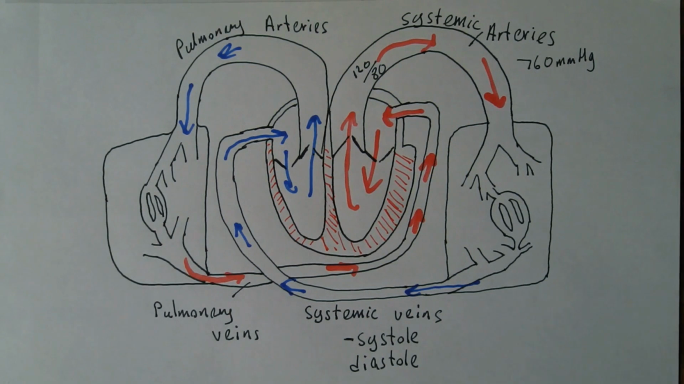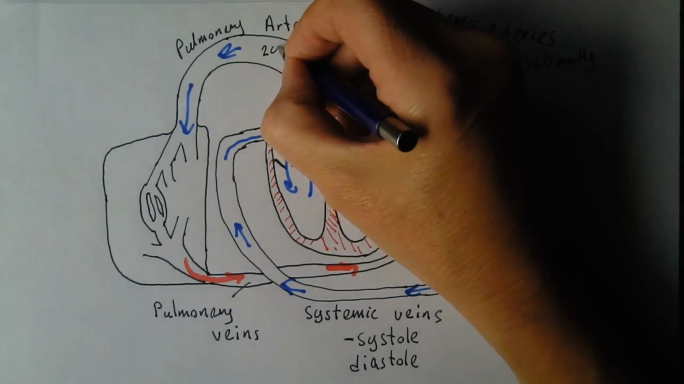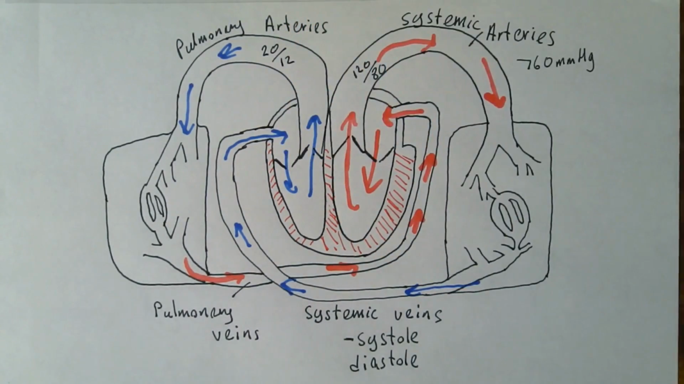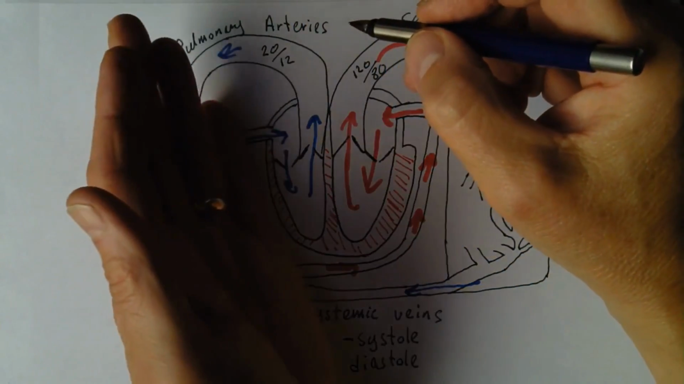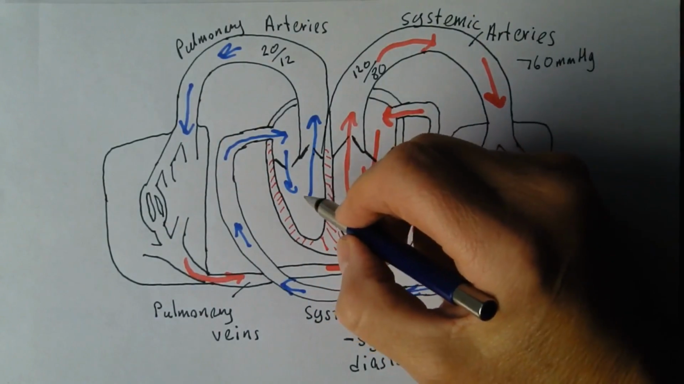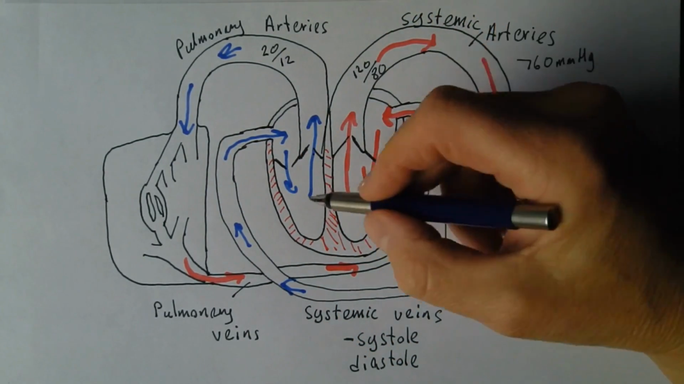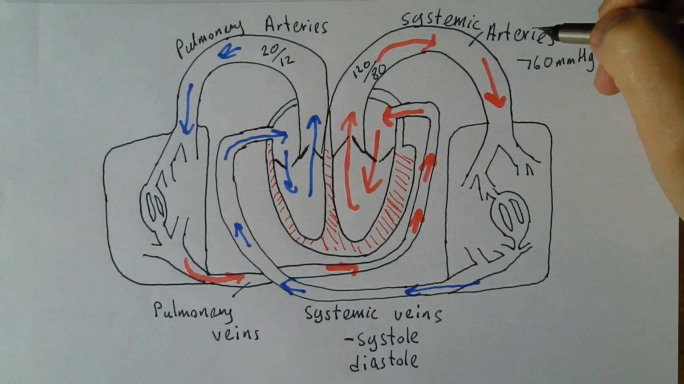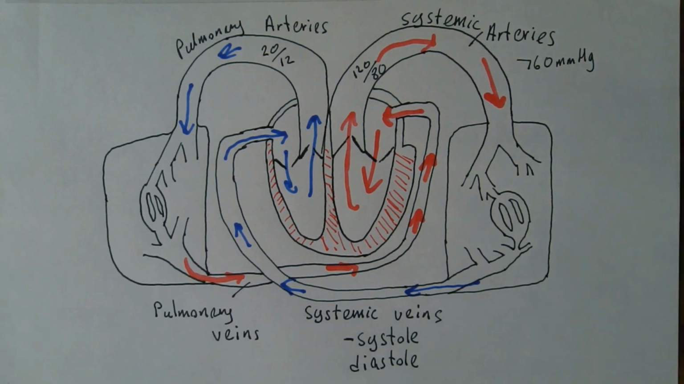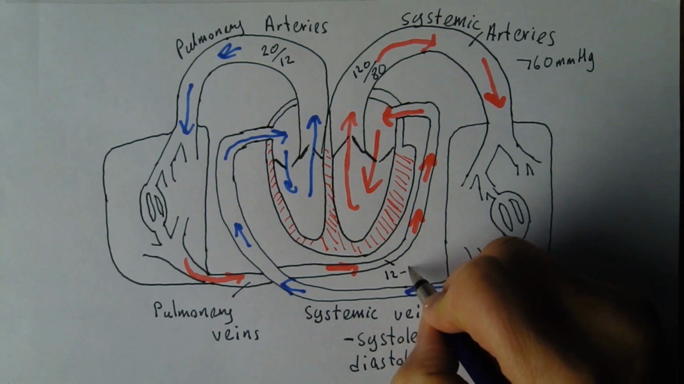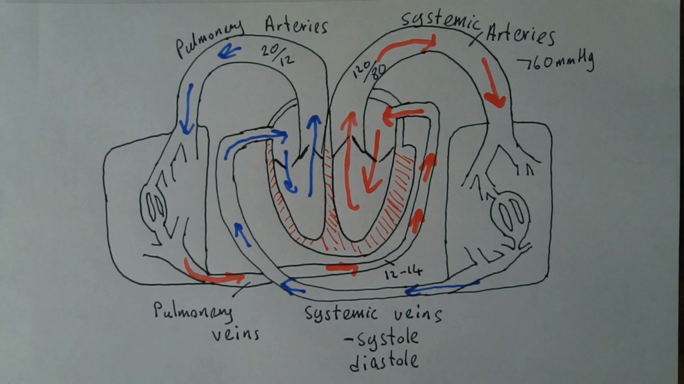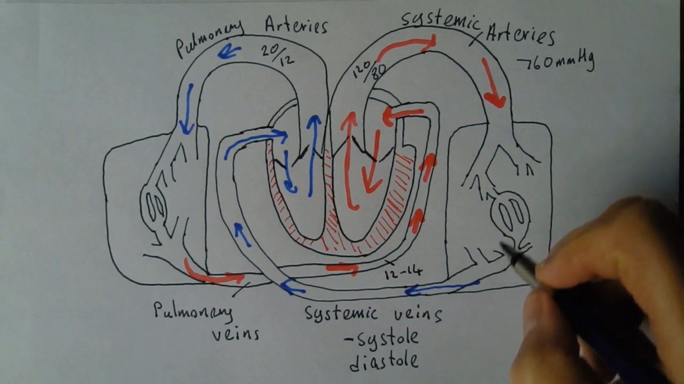So the pressure in the pulmonary arteries might be 20/12. I mean, they're going to vary a bit, but there's that kind of pressure. So 20 millimeters of mercury when the right ventricle is in systole, when the right ventricle is contracting. 12 millimeters of mercury when the right ventricle is not contracting, during diastole. And we can also put pressure figures on the veins. So, for example, in the pulmonary veins, the pressure here might be 12 to 14 millimeters of mercury. All these pressures are millimeters of mercury.